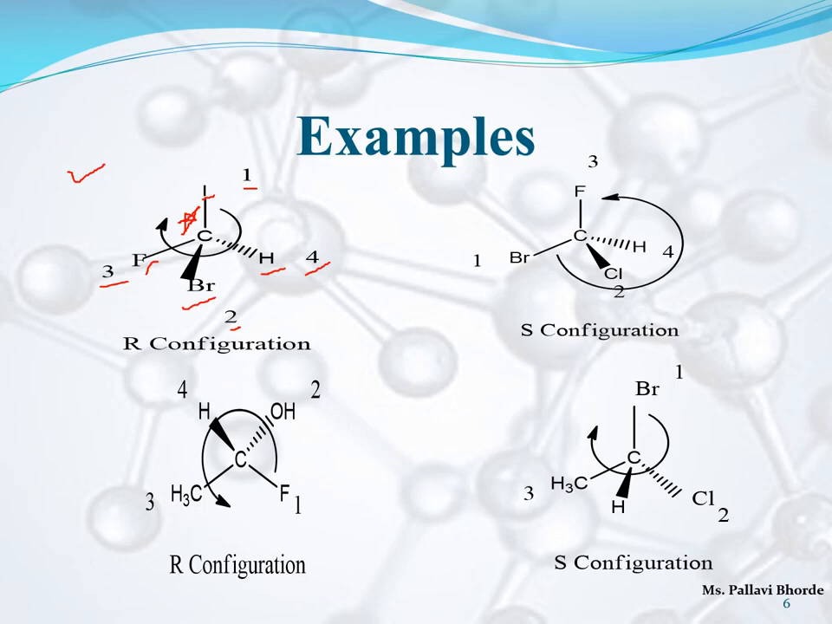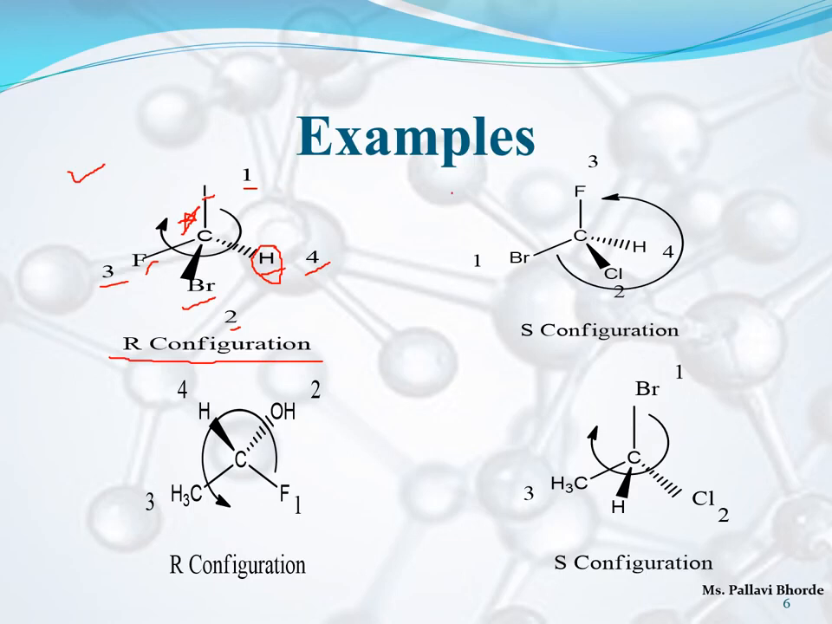Now we are going to draw an arrow. This arrow is going through 1, 2 and 3 and it is moving in a clockwise manner. So your answer can be R. But how will you confirm your answer? By looking at fourth priority group. Now this hydrogen is below the plane or going away from you. So this is your final answer. R is going to remain R, means this molecule will have R configuration.